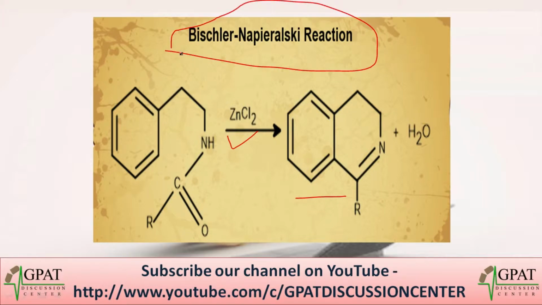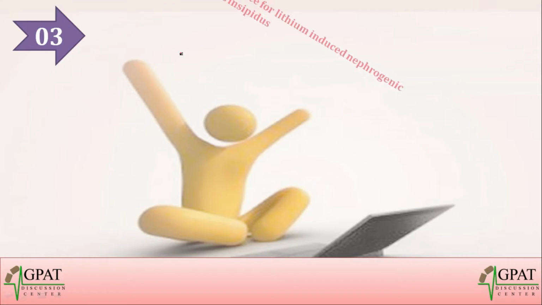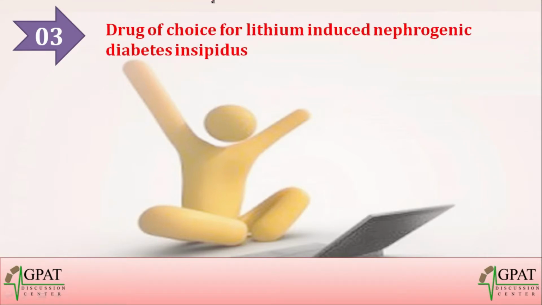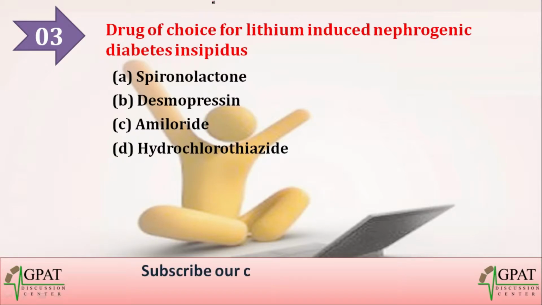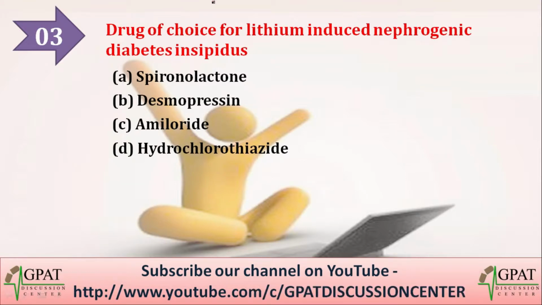So moving on to the next question: drug of choice for lithium induced nephrogenic diabetes insipidus. The options are: option A, spironolactone; option B, desmopressin; option C, amiloride; and option D, hydrochlorothiazide. So which is the drug of choice for lithium induced nephrogenic diabetes insipidus? The correct answer is amiloride. Amiloride is the drug of choice for lithium induced nephrogenic diabetes insipidus.